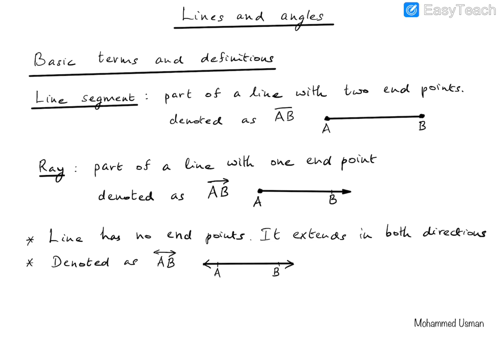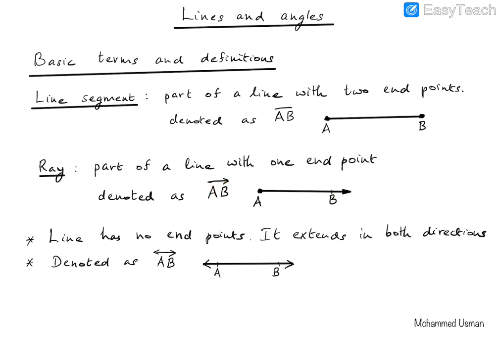What we draw on the board or on paper is basically a part of the line which has two endpoints. Similarly, if we have only one endpoint and we show that the line extends indefinitely in one direction, we mark the direction with an arrow, and we call this a ray. So a ray is nothing but a part of a line which has one endpoint and extends indefinitely in the other direction where there is no endpoint. And we mark the ray using the notation AB with an arrow in one direction on top.